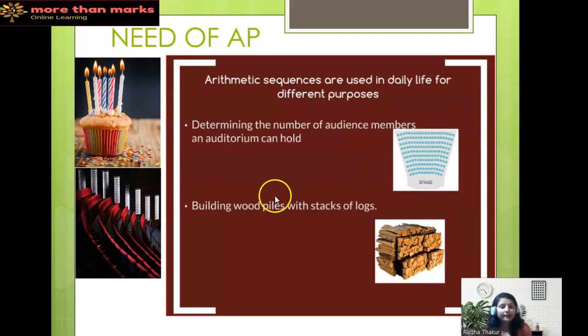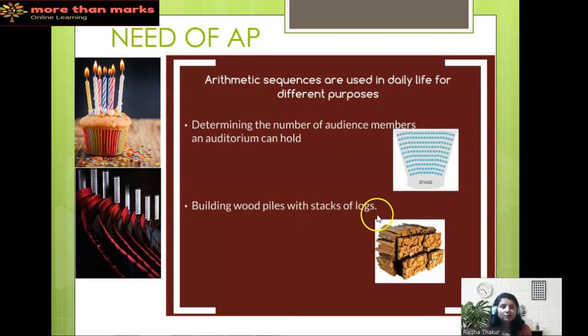Again, now consider the second example: you are stacking logs of wood. In this stack, if you want to find how many total logs there are, or how many logs are in the second row or third row.